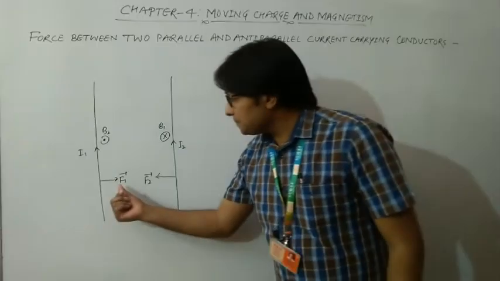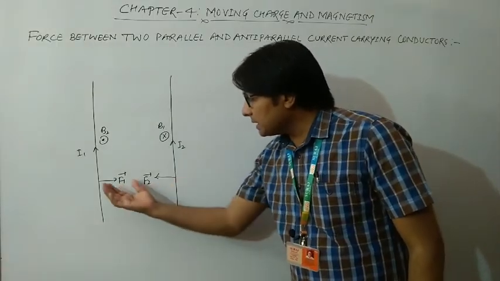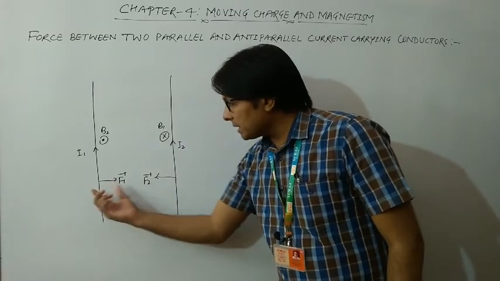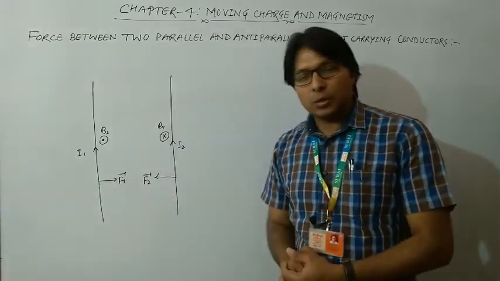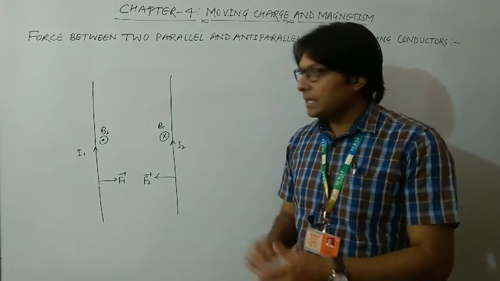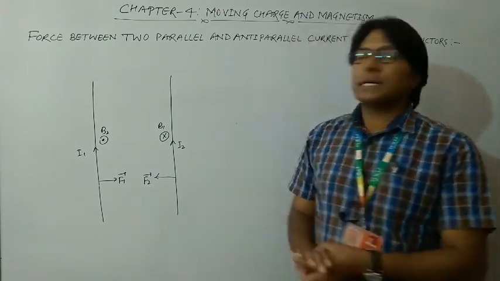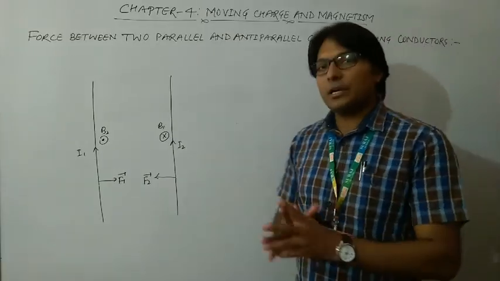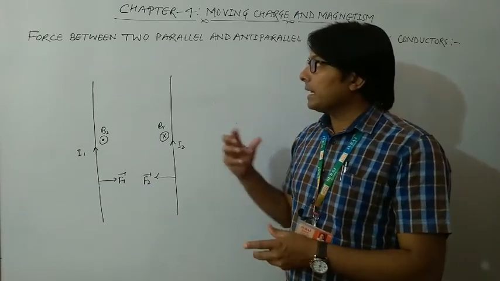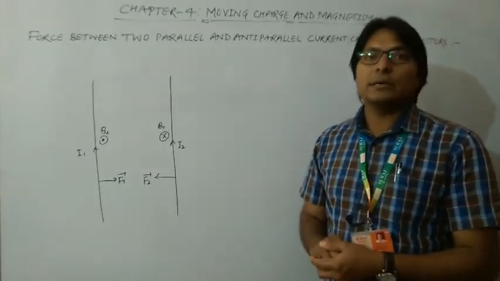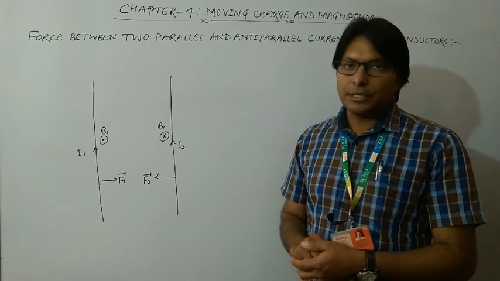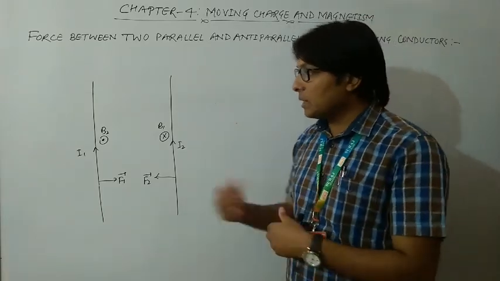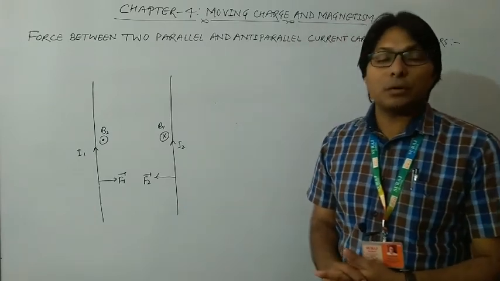Okay, so this conductor is attracting this conductor, and similarly this conductor is attracting this conductor, towards each other, I can say. Therefore the parallel current carrying conductors attract each other, and in the same way you can prove for the anti-parallel current carrying conductors, which will repel each other. Okay, this is how we can understand the direction of force.